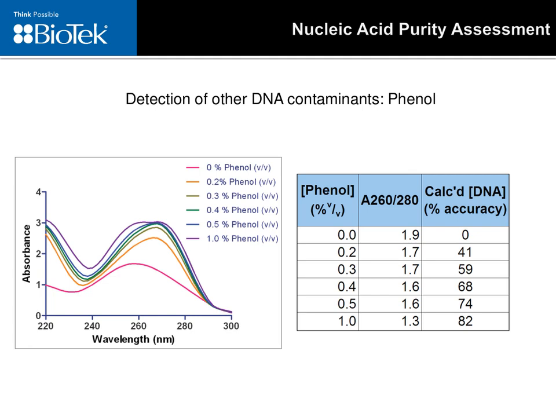And here we show the calculated DNA concentrations from spectral data. Phenol concentration. DNA concentrations are calculated using the A260 measurement and an extinction coefficient of 50 nanograms per microliter per OD in the presence of the specified concentration of contaminant. It's obvious from this plot and the table that even trace amounts as low as 0.2% volume of residual phenol can significantly impact accurate quantification of DNA.